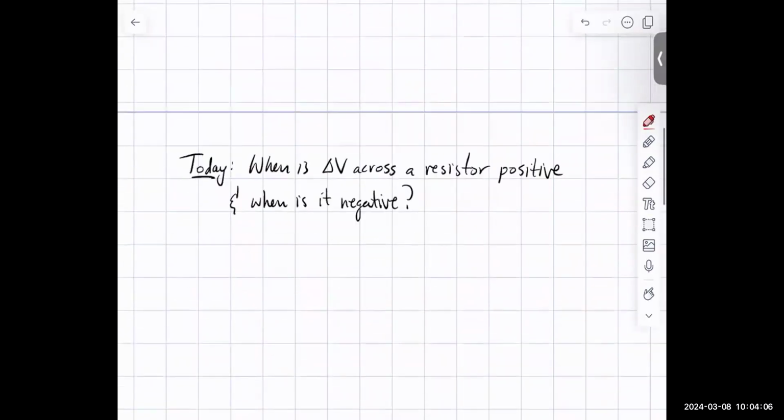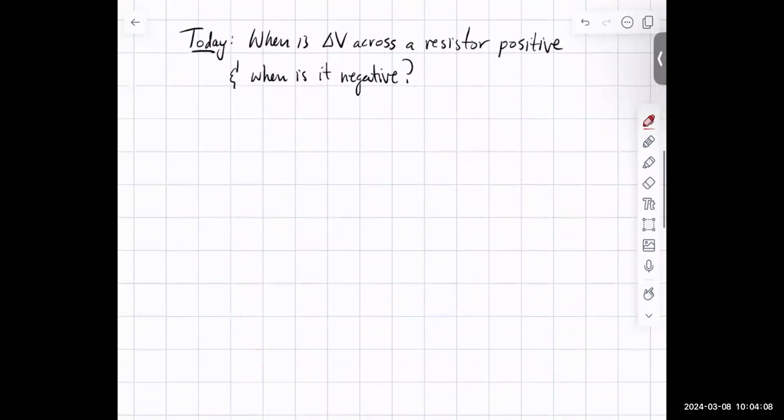Okay, so what I want to do today, where we're headed next week, is we'll probably focus on analyzing simple circuits. And one of the things that we're going to have to do is, when we see a circuit, do Kirchhoff voltage loops. We're going to say, if I go around a closed loop in a circuit and I add up all the changes in potential or the changes in voltage, they have to sum to 0.